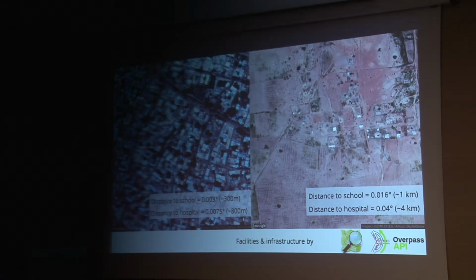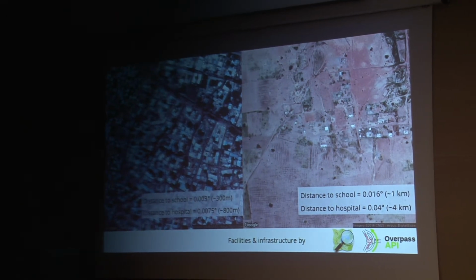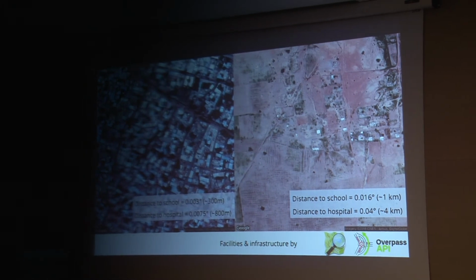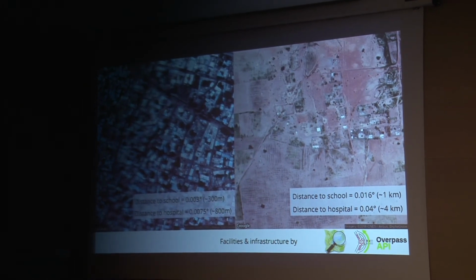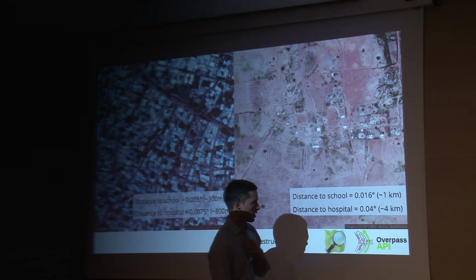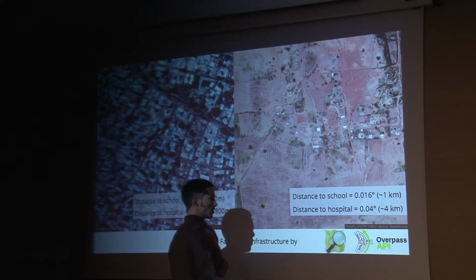But that's not the only thing we take for this model. We also look at the distance to infrastructures, in particular schools and hospitals. So now it's the same images, but I tell you that the closest school is 300 meters and the closest hospital is 800 meters. On the right side, it's 1 kilometer and 4 kilometers.